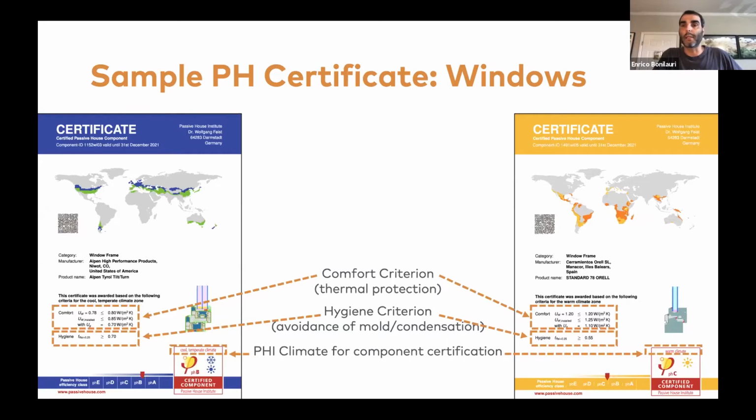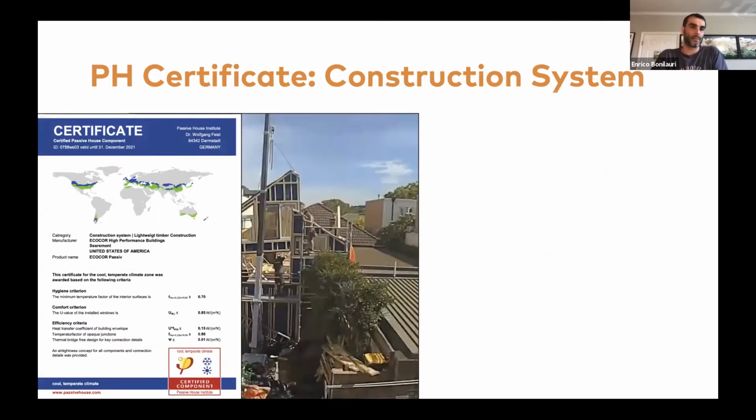So if you're working in Texas, you should be looking for the window on the right-hand side of the screen. You should not really be looking at triple pane glass, because that may be overkill. And in having this kind of knowledge, you can fast track your product selection as well as maintaining cost in check. Now, the same can be done for construction systems.